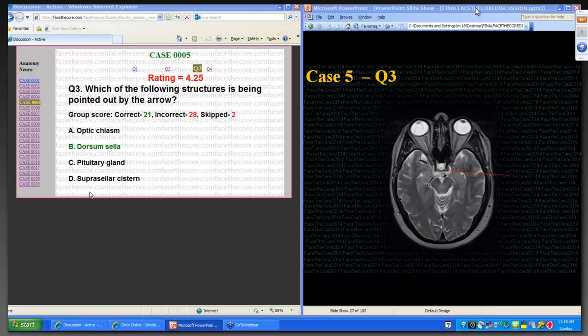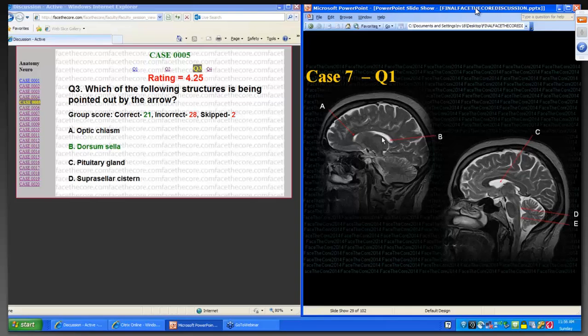Okay, let's see here. Case 7, question 1. What is the arrow pointing to? I think it's arrow A that they are asking about.